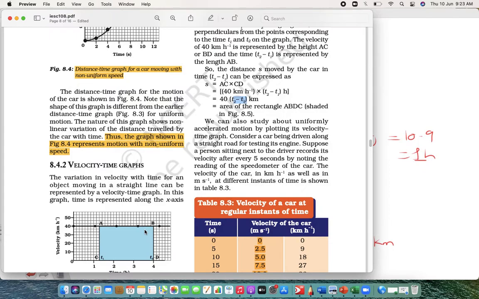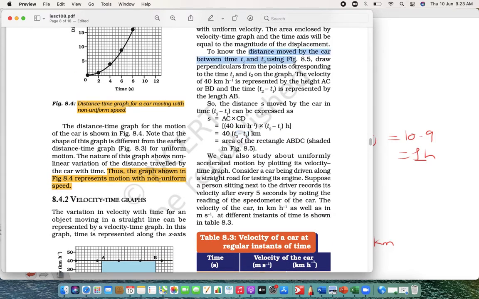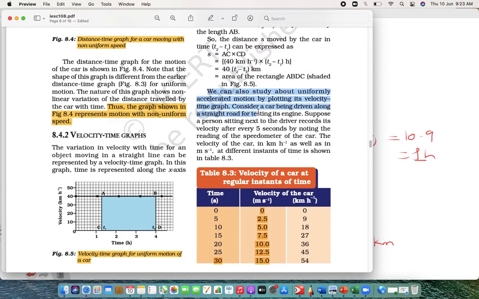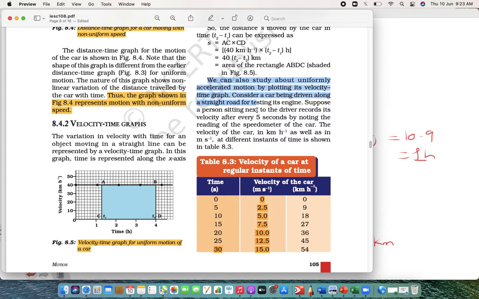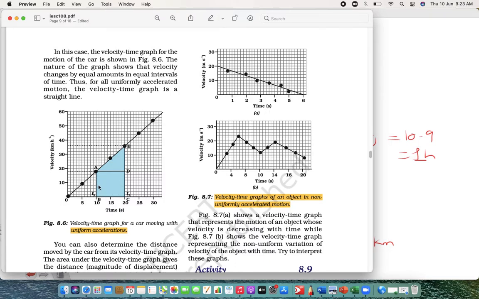Okay, so whenever a velocity time graph has any shaded region, that shaded region gives you the distance. Remember this thing, because this is needed in the next part. So the distance moved by a car can be represented by the shaded region, right? And they have calculated it here like this. We can also study uniformly accelerated motion by plotting the same. So this is what they have plotted. Can you see? Now here whatever they have shaded, this is the whole shaded portion. Now if you see, they have shaded in two parts.